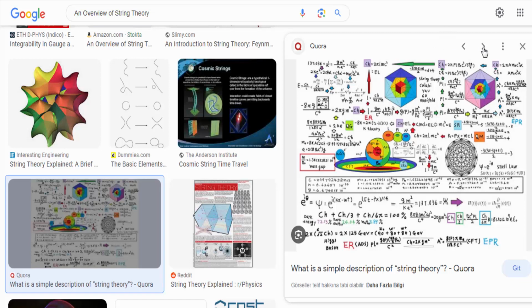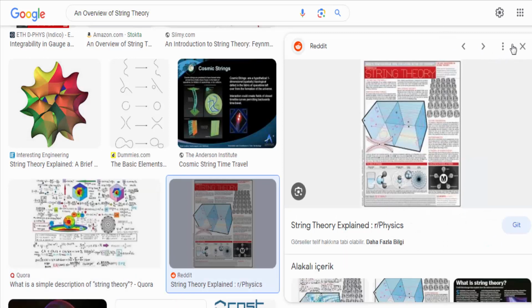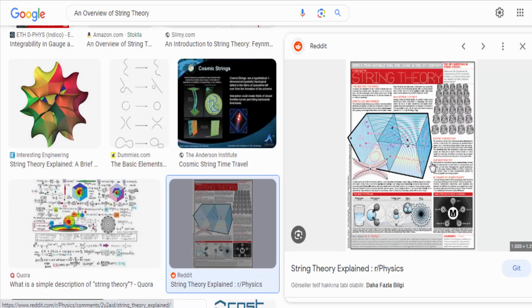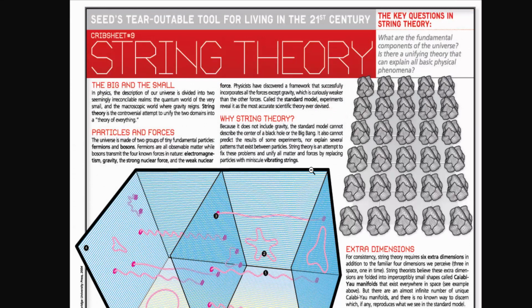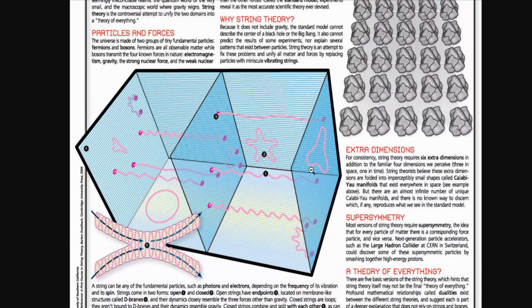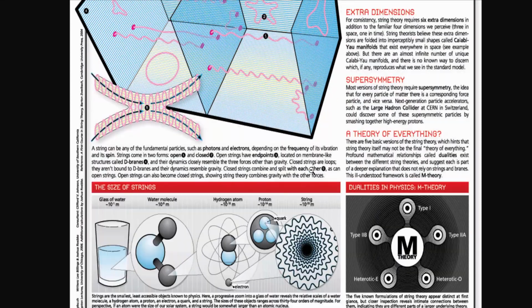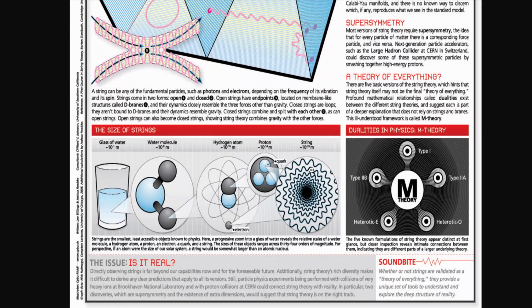Supersymmetry: supersymmetry is a key concept in string theory. It proposes a symmetry between fermions, particles with half-integer spin, and bosons, particles with integer spin. Supersymmetry helps resolve some theoretical issues and provides a potential solution to the hierarchy problem, which addresses why the gravitational force is so much weaker than other fundamental forces.